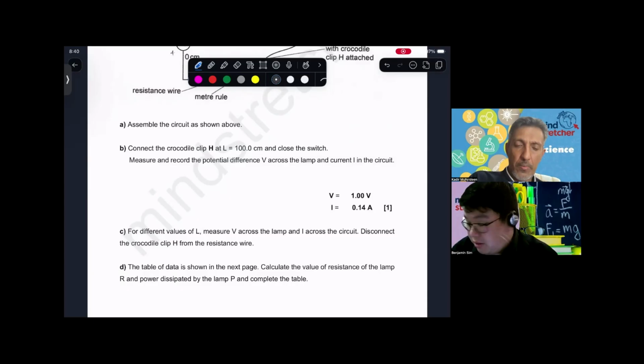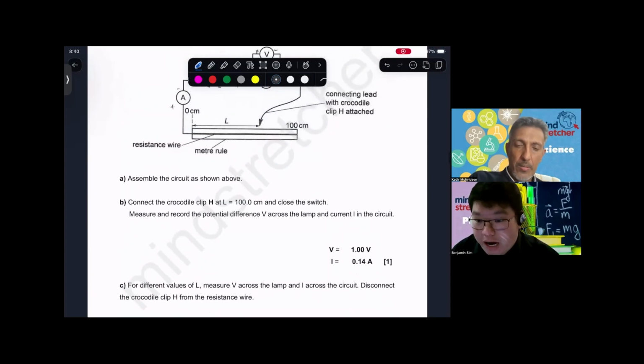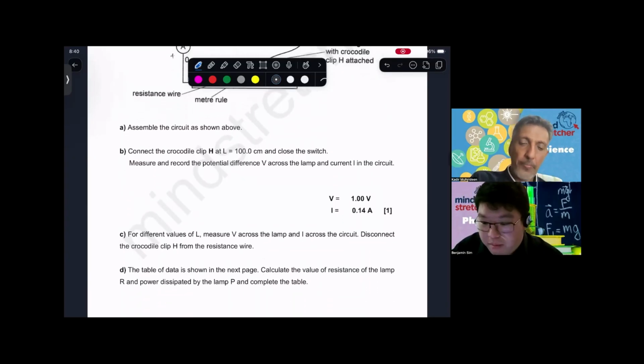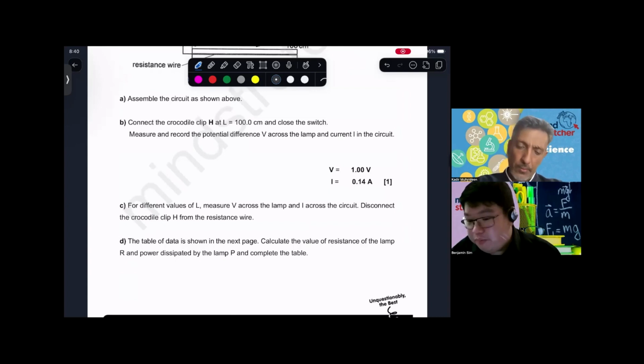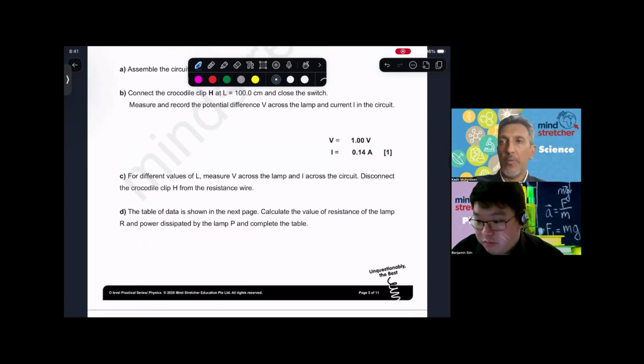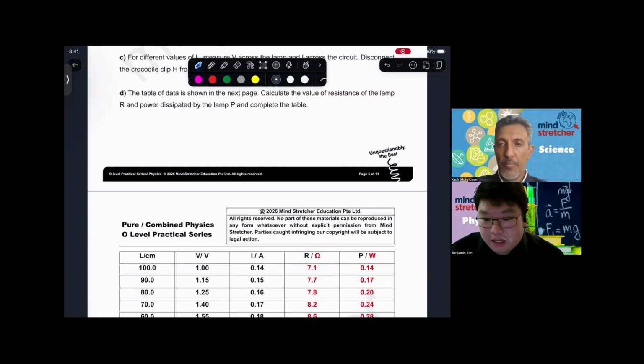Now once you have written this down, for the next part of the question, they want you to measure for different values of L. You start your L at 100 cm, then after that 90 cm, 80 cm, and so on. You're going to measure different values of V and I based on the L value. So you change the L value and then you go from there. Once you are done with all that, you put it down in a table first. So you complete the table as follows.